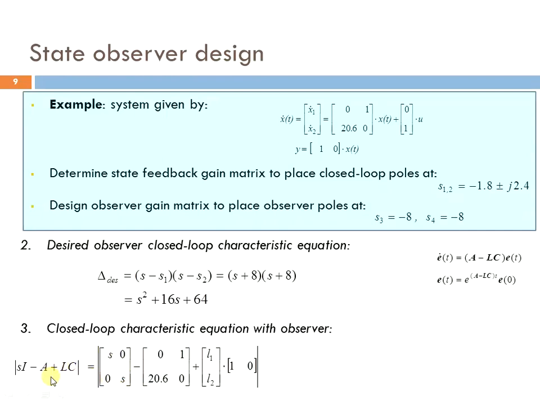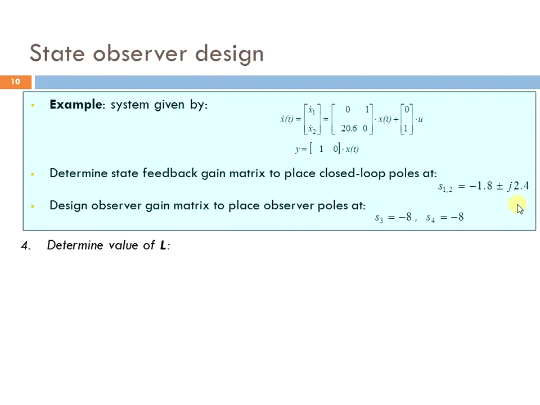The L matrix is basically a column vector. It multiplies with C, which is a row vector, and for the matrix multiplication to be valid, we require that L be a column vector. So when we simplify that, we end up with this matrix, and the determinant of that is given by this second order polynomial in s. It has the variables L sub 1 and L sub 2, which are the elements of our observer matrix.